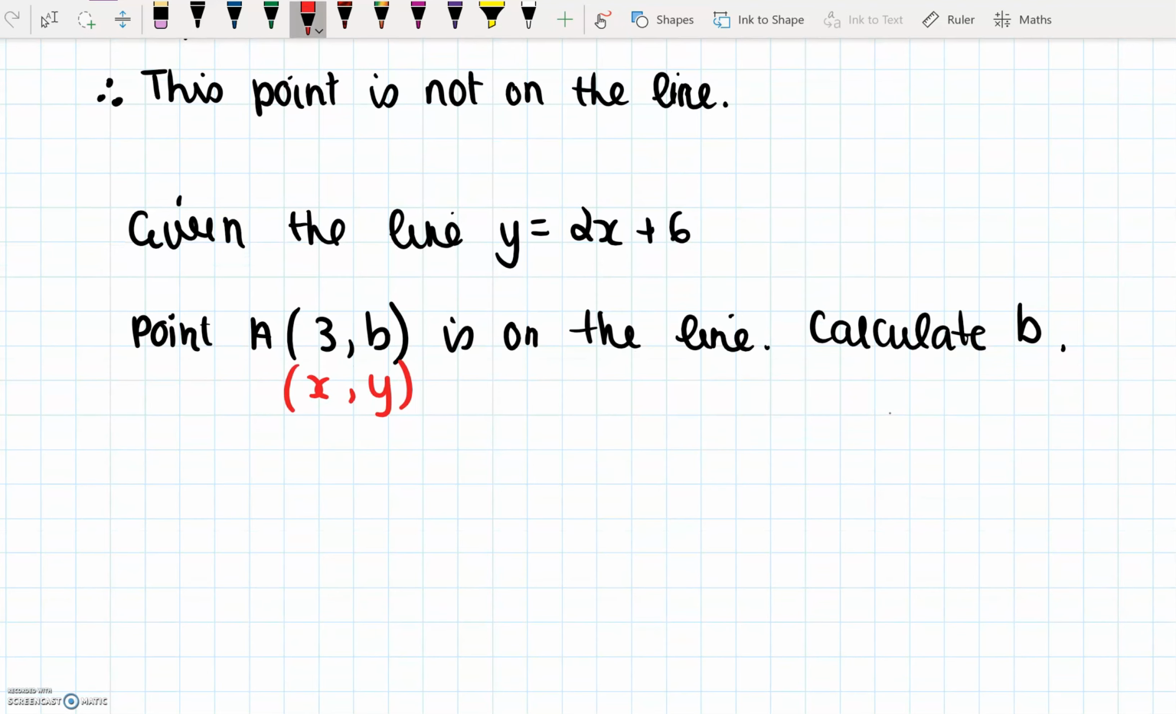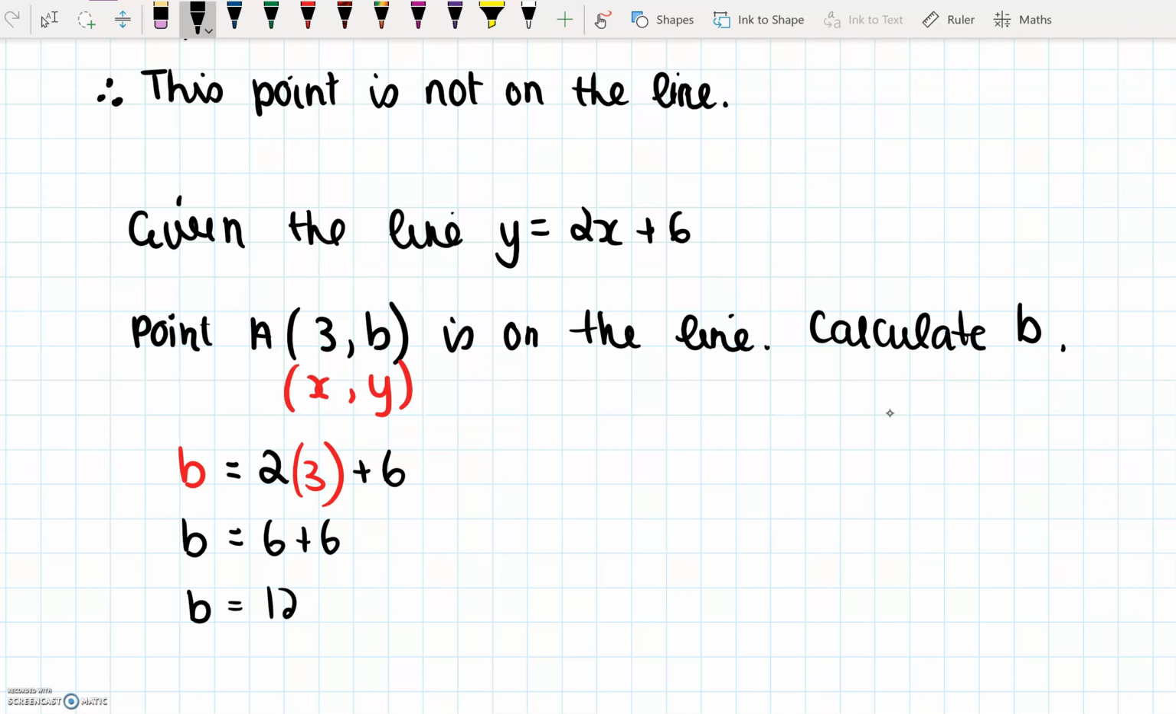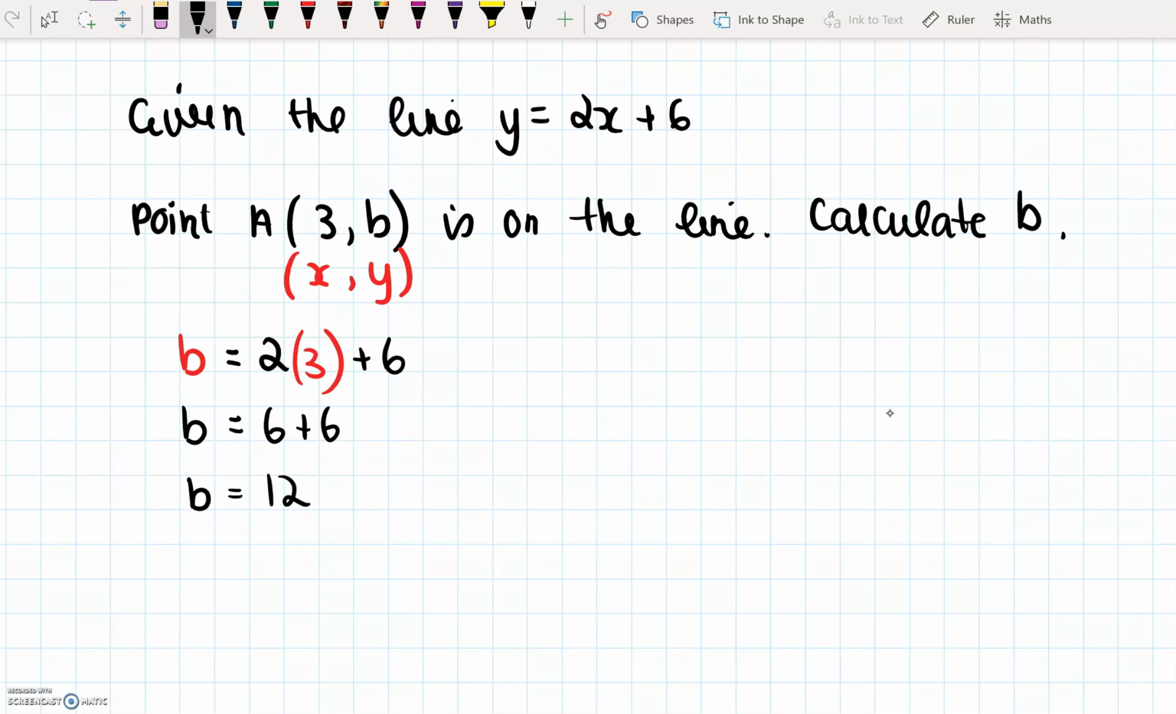So y in this case is b. So we're going to say b is equal to 2x, we said was 3, plus 6. Okay, so b is equal to 2 times 3 is 6, plus 6. So b is equal to 12. Okay, so in this case we have the point (3, 12). All right, you'll get a few different variations of this where you need to go through and solve it.